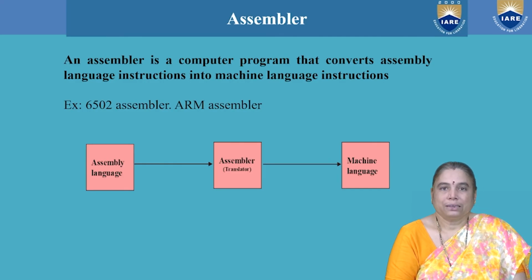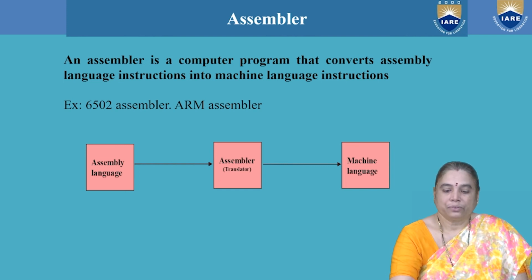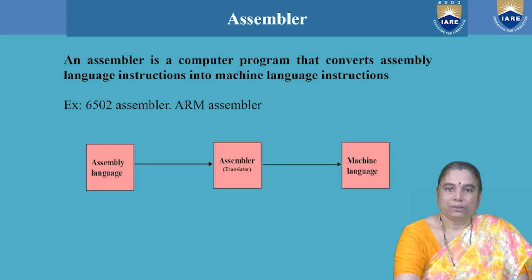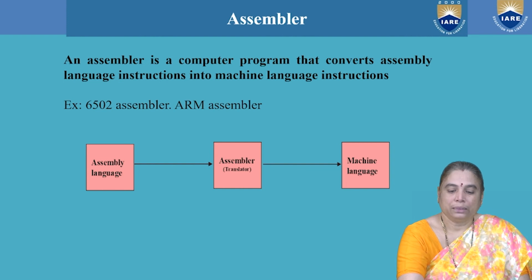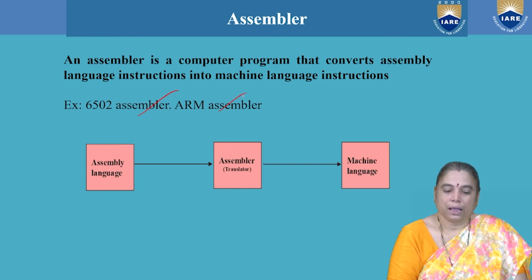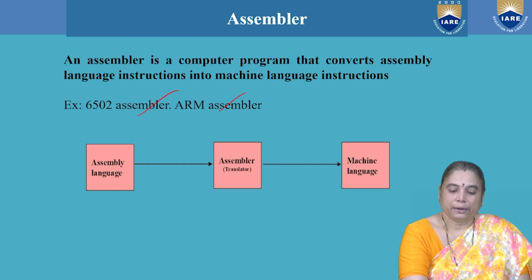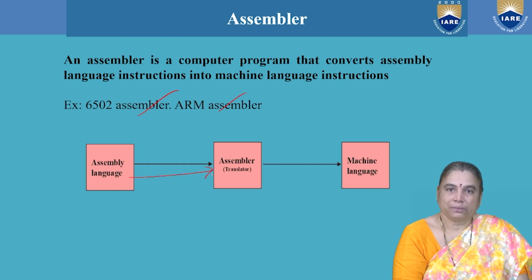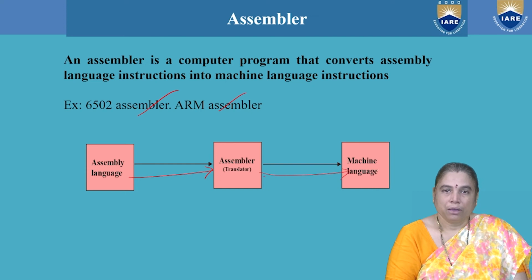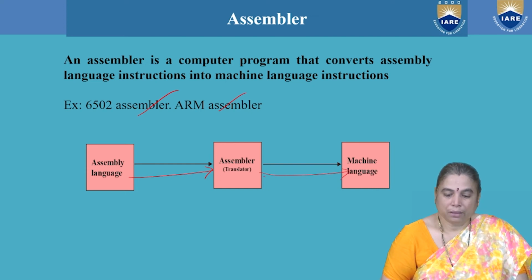Now we'll see what is an assembler. Assembler is the computer program that converts the assembly language instruction into machine language instruction. Varieties of assemblers are available in the market. They are 6502 assembler, ARM assembler, all these are examples of the assembler. So the assembler can take the input of assembly language instruction and convert it into the machine language instruction, which can be directly understood by the processor.